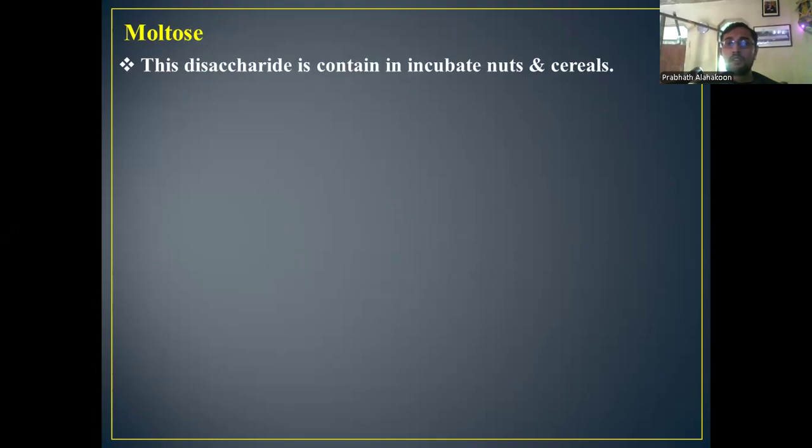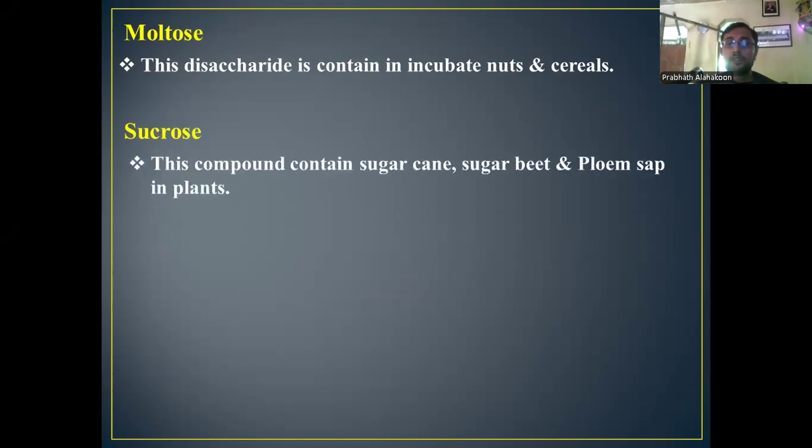Okay, now we discuss one by one more information and examples of disaccharides. First is maltose. This disaccharide is contained in germinated nuts and cereals. The next disaccharide is sucrose. This compound is found in sugarcane, sugar beet, and phloem sap in plants, and in red sugar and white sugar.